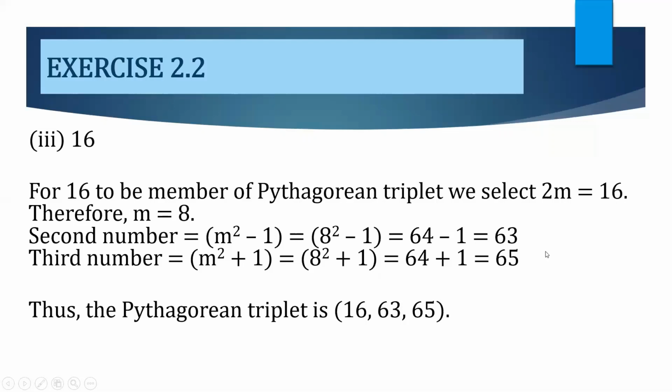So for 2m is equal to 16, I'll get m is equal to 8. So the other number will be 64 minus 1 is equal to 63, and the third number will be 64 plus 1 is equal to 65. Thus the Pythagorean triplet is 16, 63 and 65.